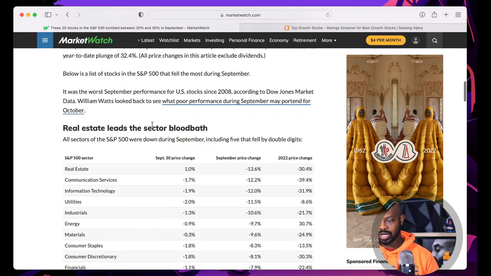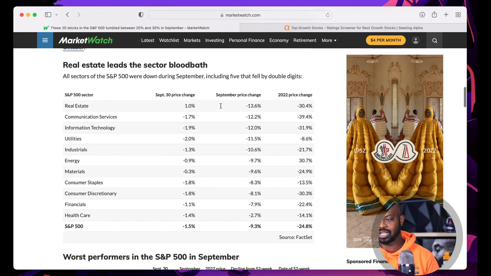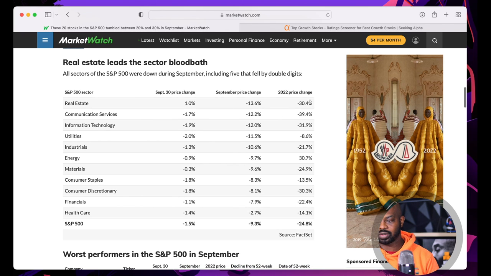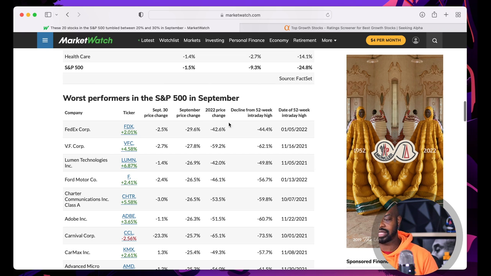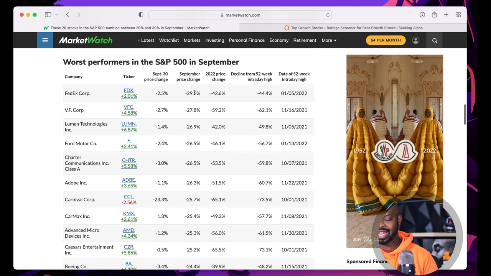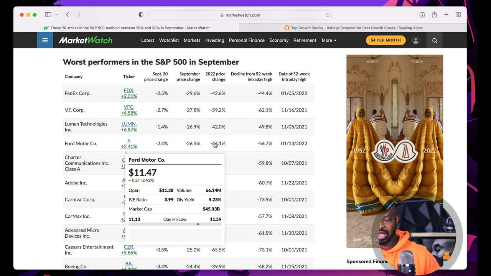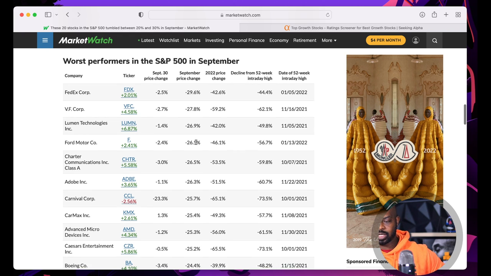You go down and mainly you're looking at the different sectors, and the sector that went down the most is communication services. You see real estate definitely went down, information technology, but you really want to look at the companies. Now, if you look at the September price change, it's going from the highest to lowest. FedEx dropped almost 30%. VF Corp, you've got Ford Motor Company, 26%.